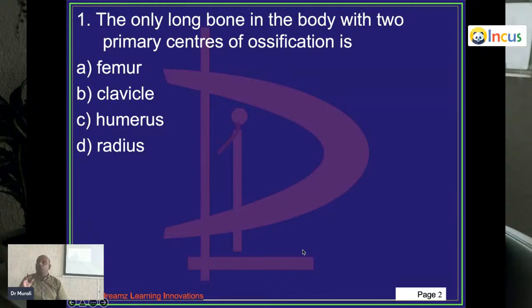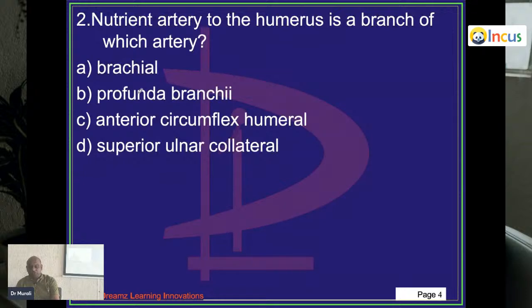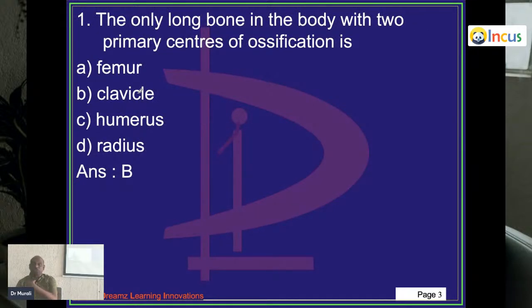The only long bone in the body with two primary centers of ossification. So basically, clavicle has a lot of specialities. I think you know very well that clavicle is the only long bone which is horizontally placed. Then there are two primary centers of ossification, etc., etc.